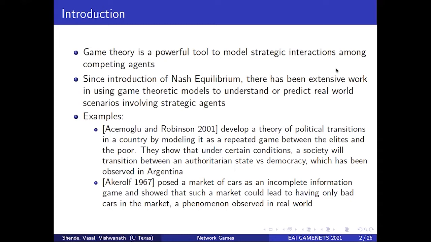Some of the big examples are Acemoglu and Robinson's 2001 work, where they developed a theory of political transitions in a country by modeling it as a repeated game between the elites and the poor. They show that under certain conditions, a society will transition between an authoritarian state and democracy, and this has been observed in Argentina. In Akerlof's 1967 work, Market for Lemons, he posed a market of cars as an incomplete information game and showed that such a market could lead to having only bad cars in the market. This is a phenomenon that is observed in the real world.